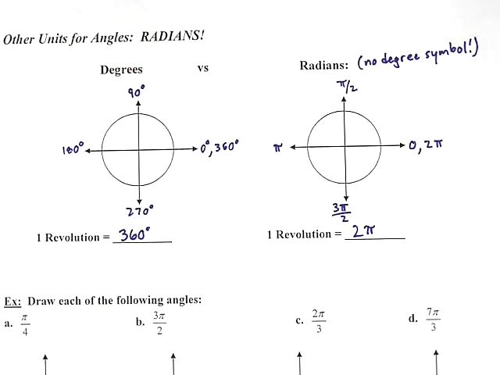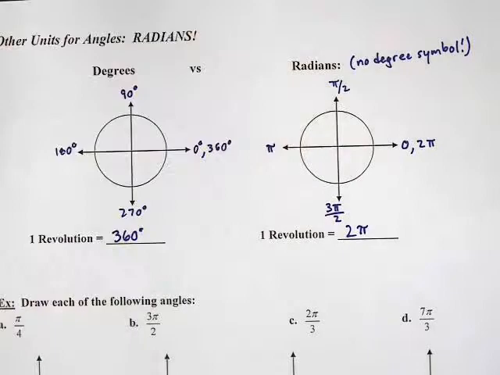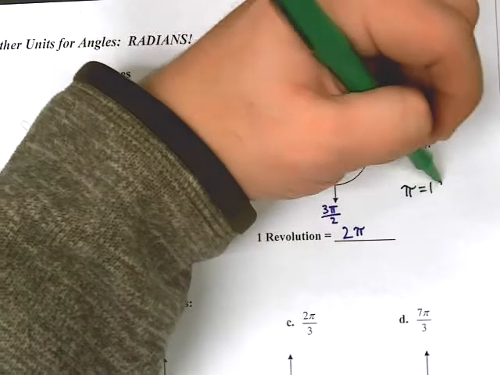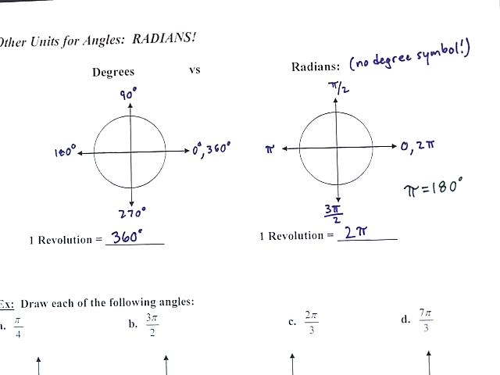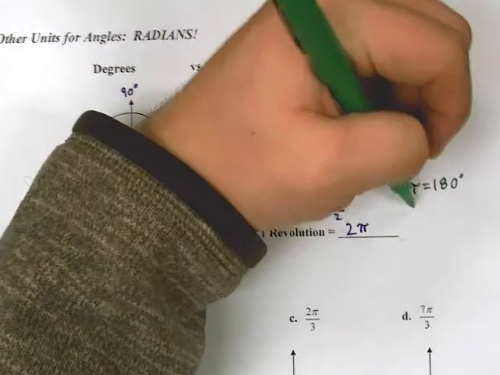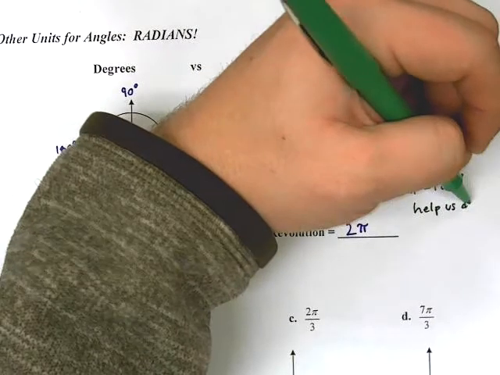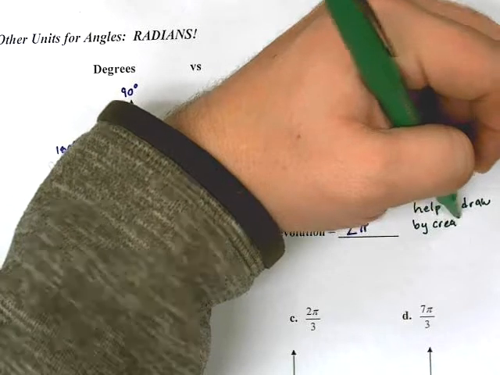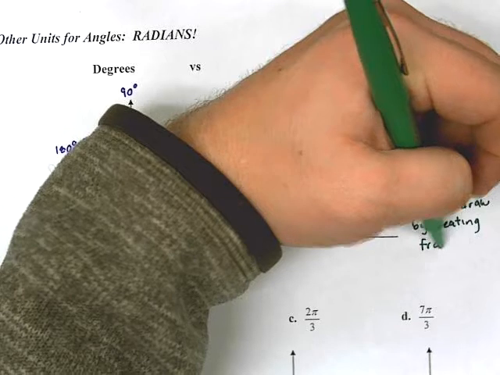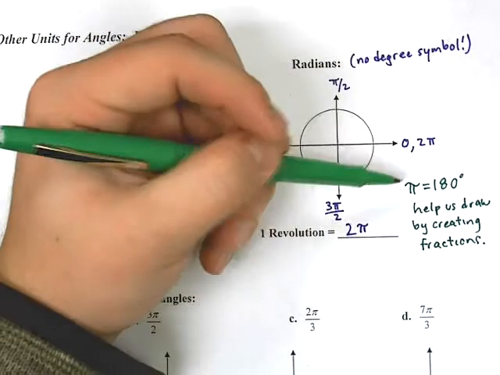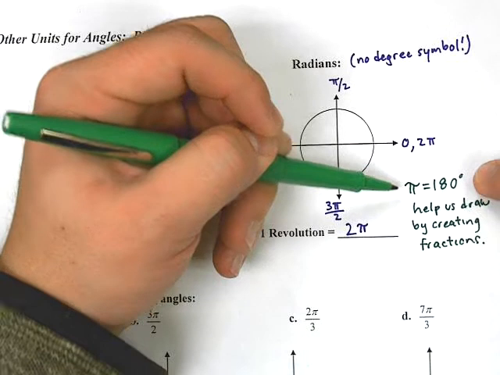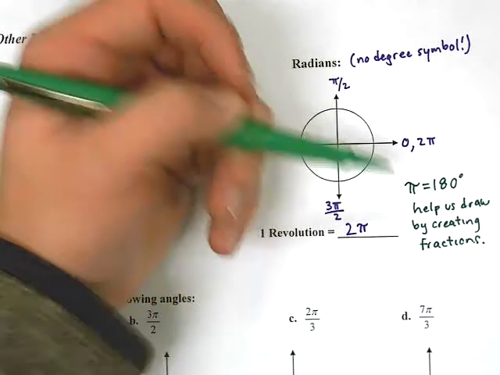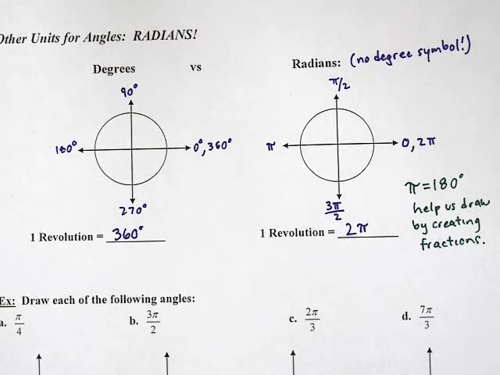All right, so what I want you guys to understand here, the big takeaway: pi equals 180 degrees. All right, pi is equal to 180 degrees. We're going to use that again, and really we're going to use this to help us draw by creating fractions. This is like our home. This is what we need to start with at all times, and then we move from this to help us figure out how we're going to draw the rest of these down in the next section.